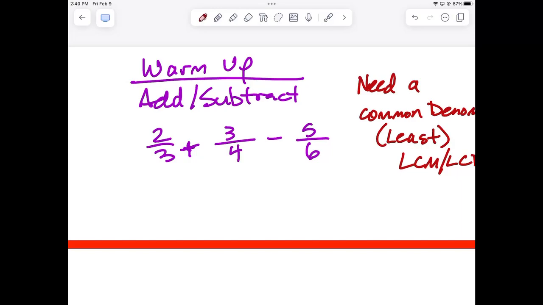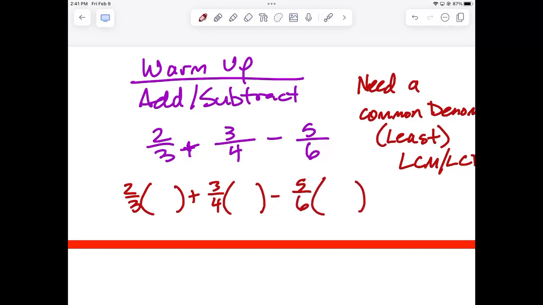12. Excellent. So what do we do? We do that thing. Each of these guys is going to have to be multiplied by something equivalent to 1 that turns their denominators into 12s, right? The LCM here is equal to 12. So when we multiply an expression by something, we can only multiply by 1, because what's anything times 1? Itself, okay?